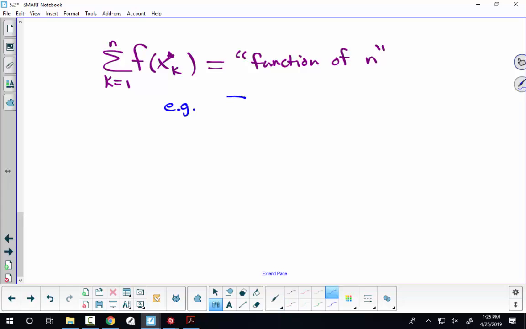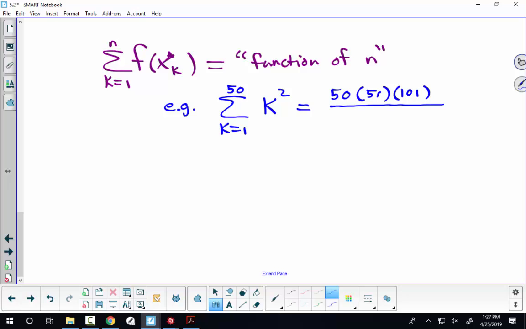For example, when we had the sum k equals 1 to 50 of k squared, notice the thing sitting out in front of the summation involves k. The sum is operating on that k squared. But when we compute that sum from the formula in 5.1, it's 50 times 51 times 101 all over 6.